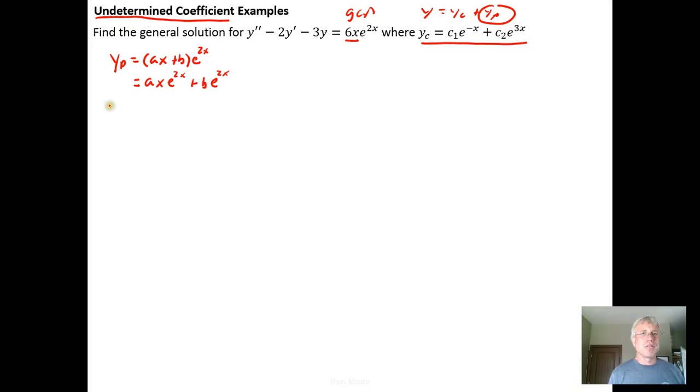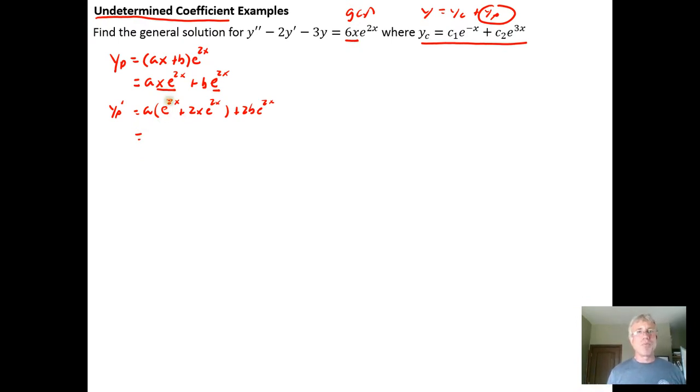So take the first derivative, we get y particular derivative is going to be a times, we have the product of two functions here, x times e to the 2x. So we use the product rule, so the derivative of x is 1 times e to the 2x, plus x times the derivative of e to the 2x, which is 2e to the 2x, so we're going to get a 2x e to the 2x sitting here, plus the derivative of b e to the 2x will be 2b e to the 2x. And again, we're going to have things of the form x e to the 2x and e to the 2x. So we want to get the derivative in that form.